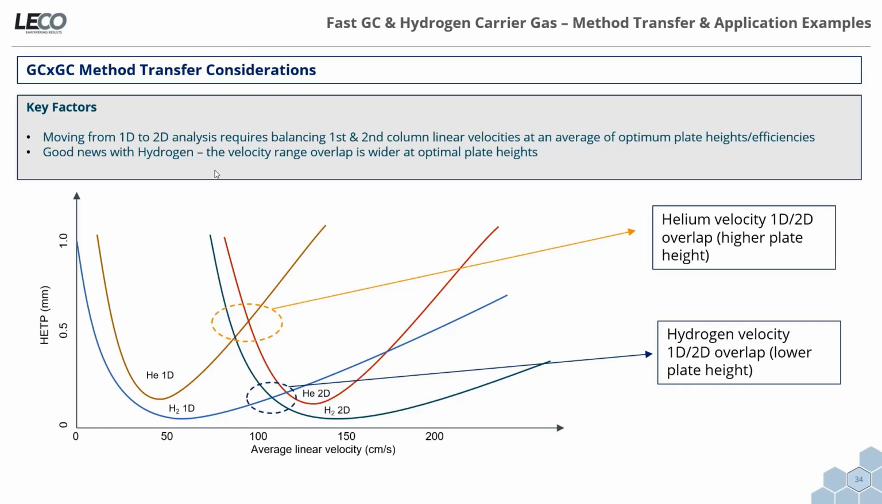And on the figure here, just showing you that with helium, you of course have a smaller operational velocity range to operate in your first and second dimension compared with hydrogen, and that actually is advantageous, because when you're trying to optimize your conditions for GC times GC, you do need to choose a compromised position between the optimal plate height at the optimal first and second dimension velocities. With hydrogen, that at least is a little bit extended, so it means that the overlap is at a lower plate height.